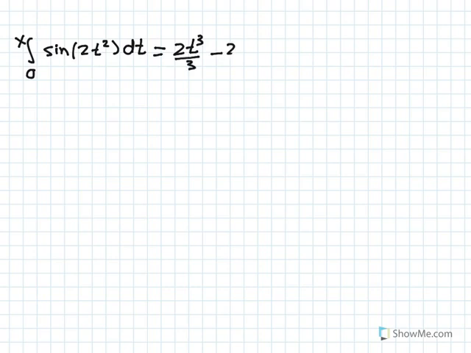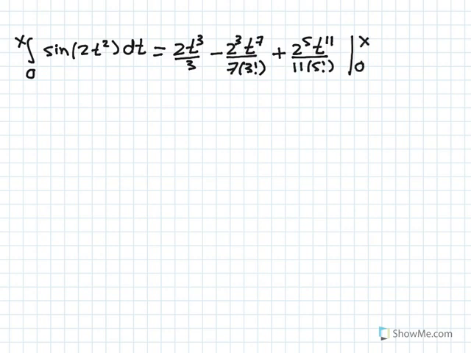So we have integral from 0 to x of sine of 2t squared dt. We found the Maclaurin series of this integral to be 2t cubed divided by 3 minus 2 cubed t to the power of 7 divided by 7 times 3 factorial plus 2 to the power of 5, t to the power of 11, divided by 11 times 5 factorial. Evaluated from 0 to x, we now apply the fundamental theorem of calculus, put the upper limit in minus the lower limit.